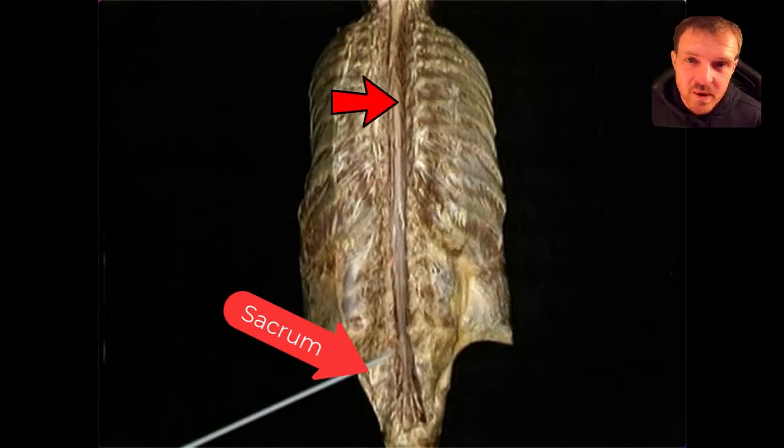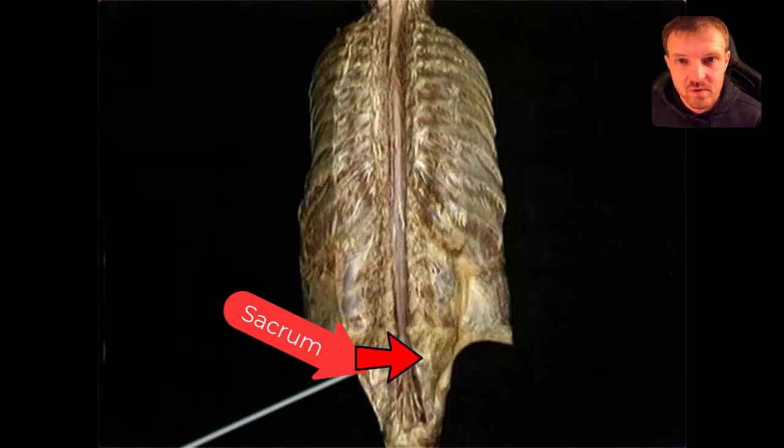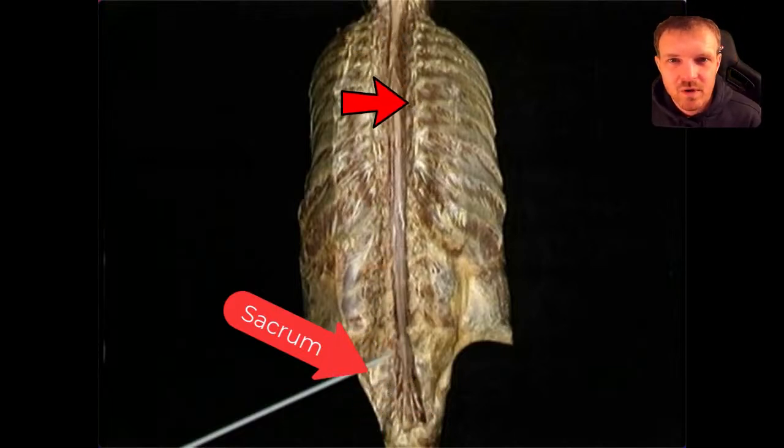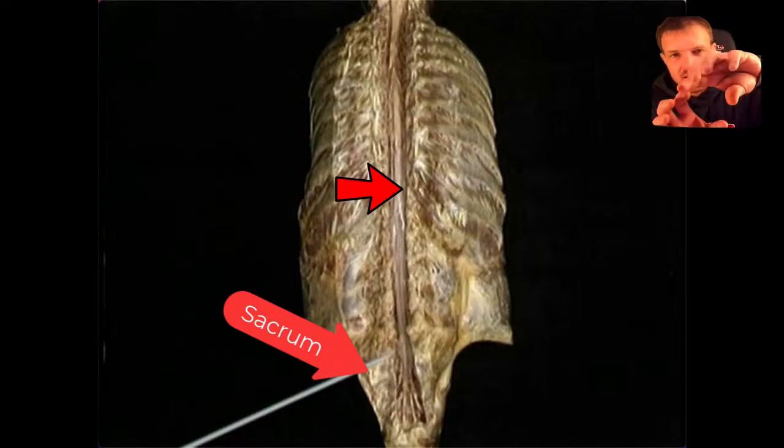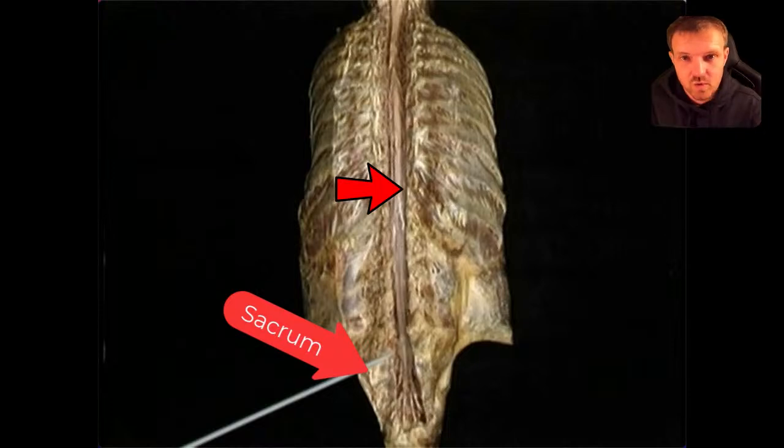So there's your spinal cord, all the way along there. And we've had a look at the sacrum already. Basically what they've done is they've taken off the spinous processes and gone down the lamina so we can see the cord itself.